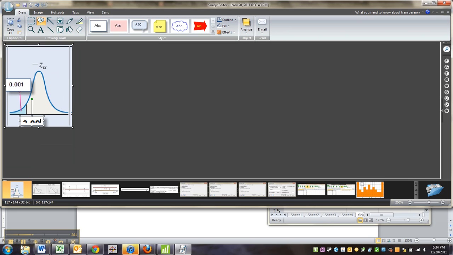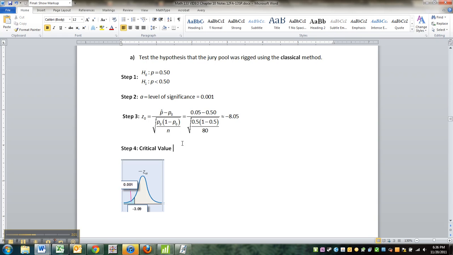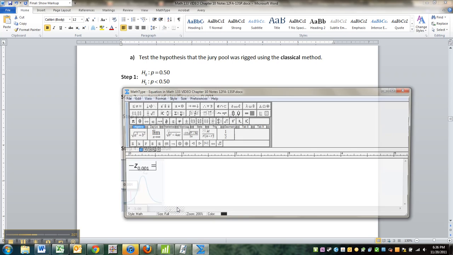Hold on. There we go. All right, and then remember that that means that the critical value is negative 3.09. So then the question becomes, oopsie, hold on. I'm having major issues with my workshop.